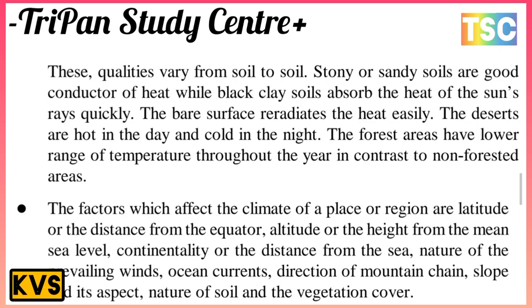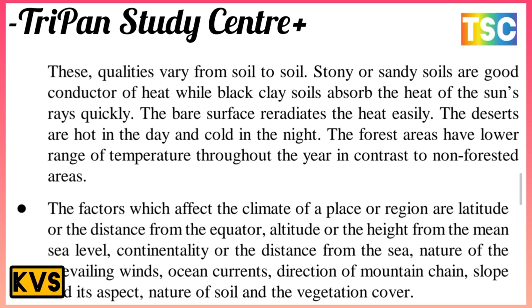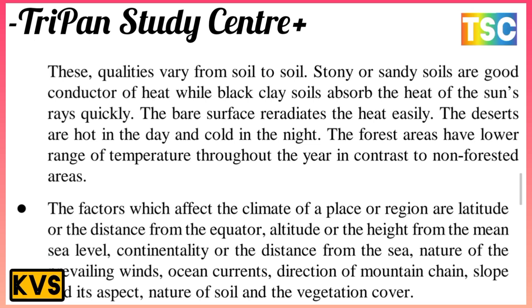To sum up, the factors which affect the climate of a place or region are altitude or distance from the equator, altitude above mean sea level, distance from the sea, the nature of the prevailing winds, ocean currents, direction of mountain chains, and the slope, and with respect to the nature of soil and the vegetation cover.